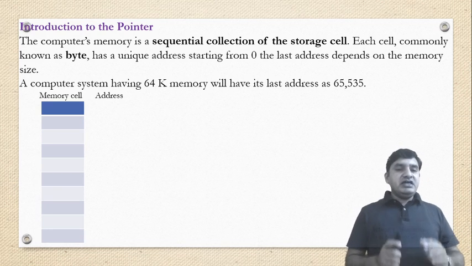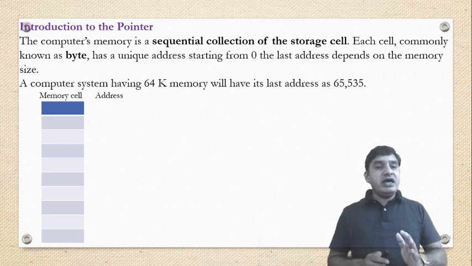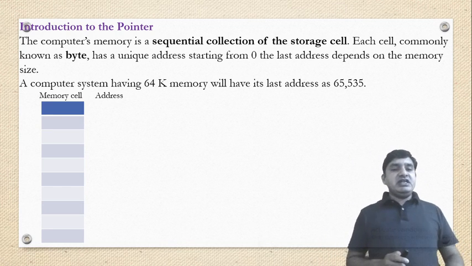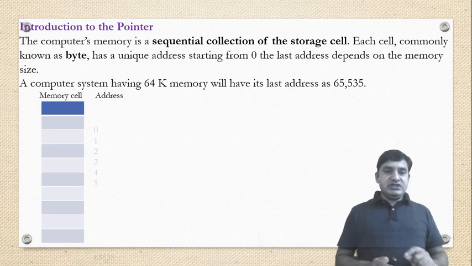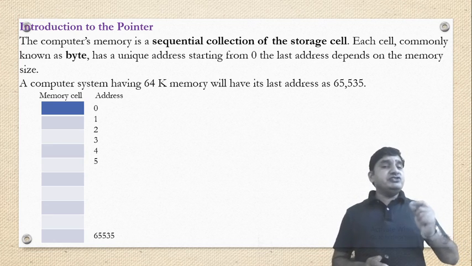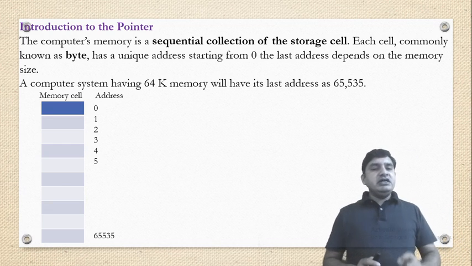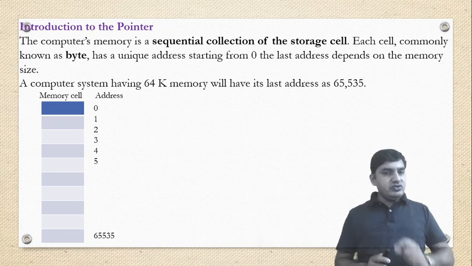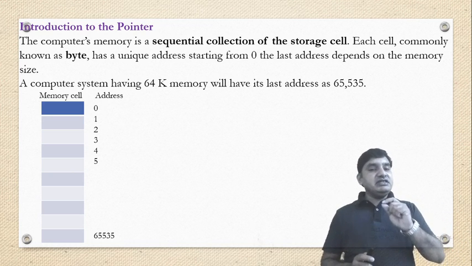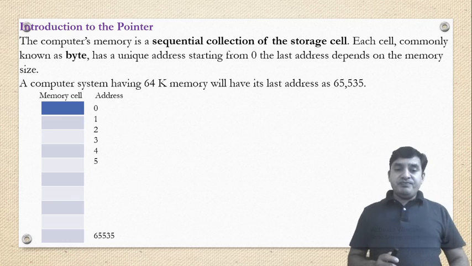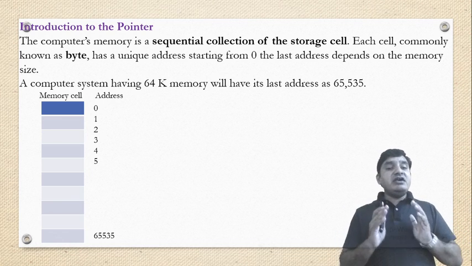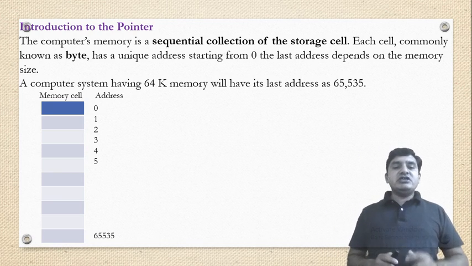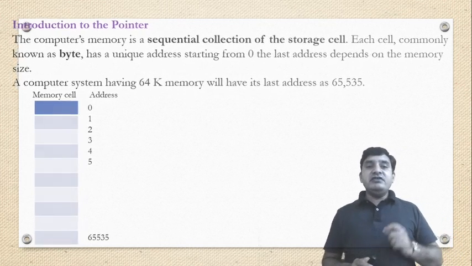Each memory cell is also known as a register. Each memory cell has a unique address. It starts from 0, so the address of the first memory cell is 0, the second memory cell is 1, and so on, up to the last memory cell, whose address is 65,535.